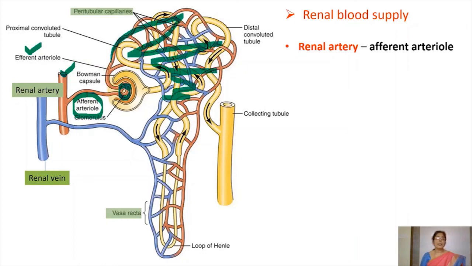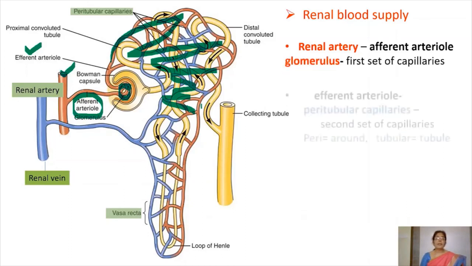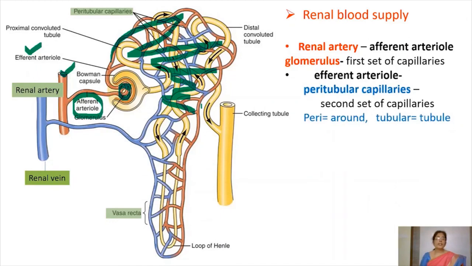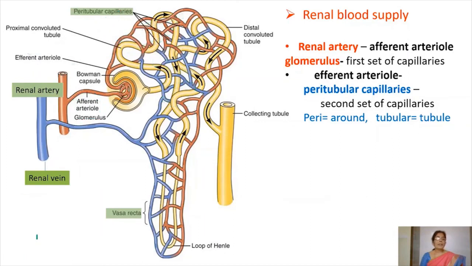Look, it has formed a network of capillaries all around the renal tubule. So the network of capillaries formed around the renal tubule are known as peritubular capillaries. Easy to remember: peri means around, tubular means the renal tubule. So where are these capillaries? They are around the renal tubule, so we call them peritubular capillaries. Look, the yellow colored region is all renal tubule, and the whole network of capillaries around it we call peritubular capillaries.